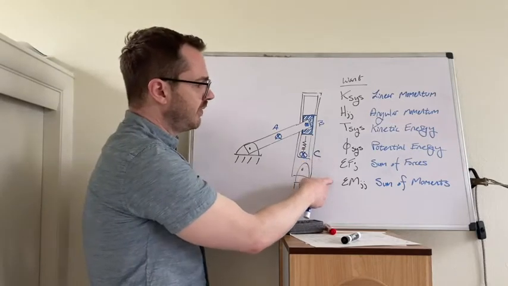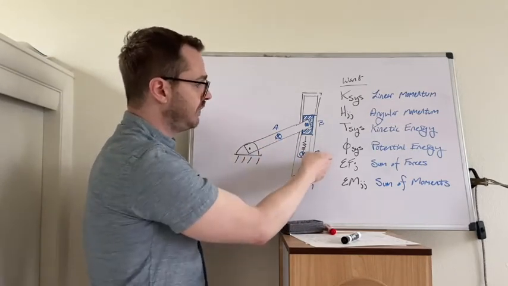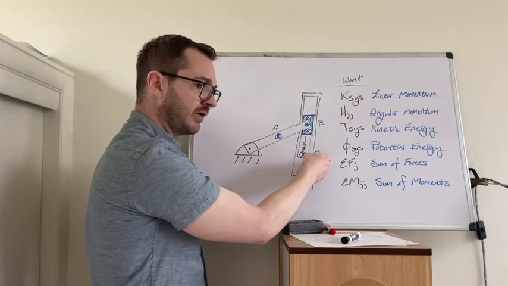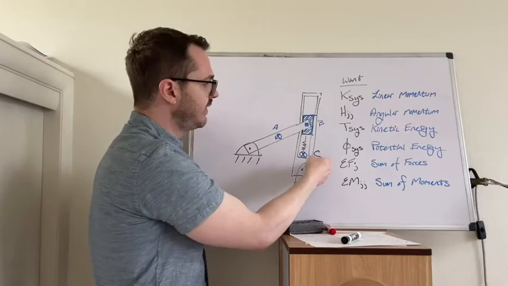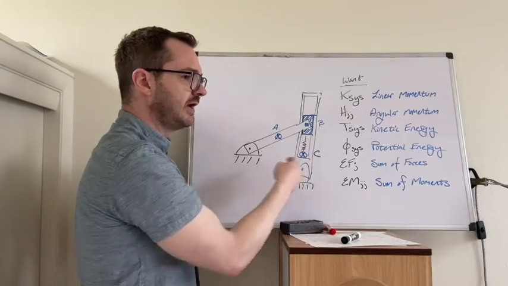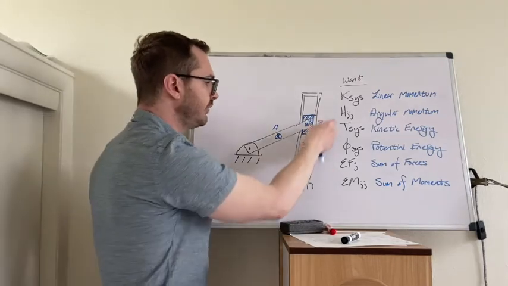Sum of forces and sum of moments, we have three bodies, A, B, and C. I expect three free body diagrams. Free body diagram of A, B, C, fully annotated, and then you write these expressions. And as many details as I give you in the problem, I need you to include all of those details here.